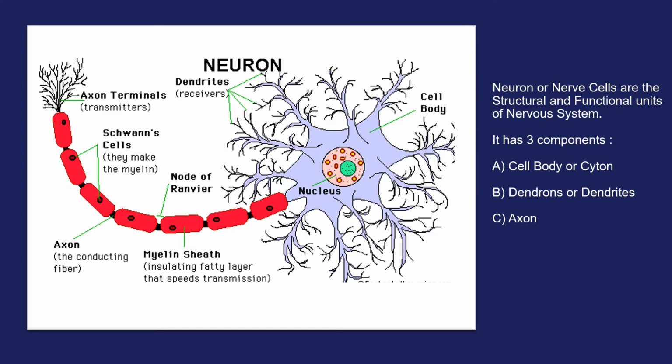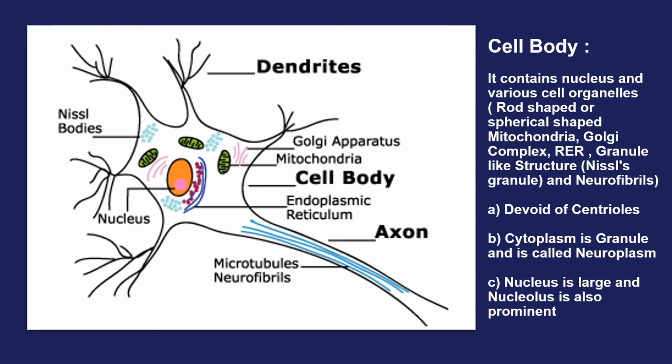It has three components. First is cell body or cyton, second is dendrons and dendrites, third is axon. These are the three components which make the neuron cell. First, we discuss the cell body.